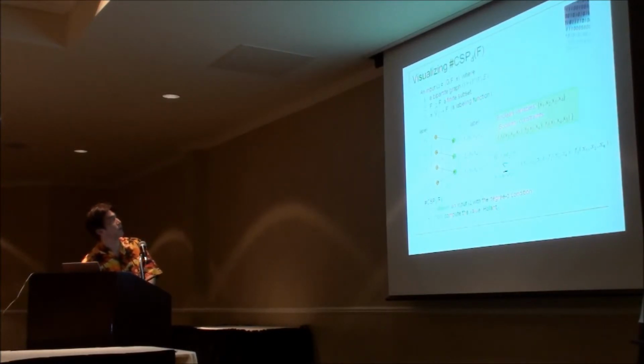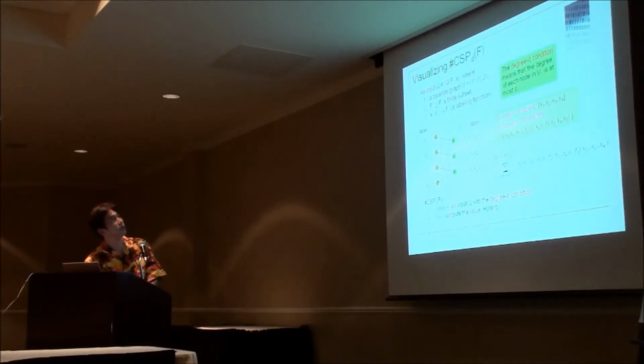As we did before, we can visualize these #CSPs. We have the bipartite graph, and on the left side we have the variables, and on the right side we have a whole bunch of constraints. Now our task is to calculate the so-called partition function. That means the summation over all possible choices of variables, of the multiplication of all constraints that appear on the right side.